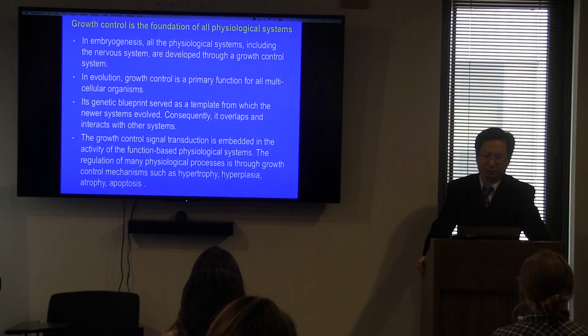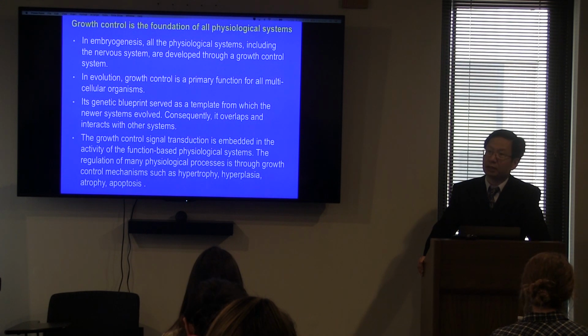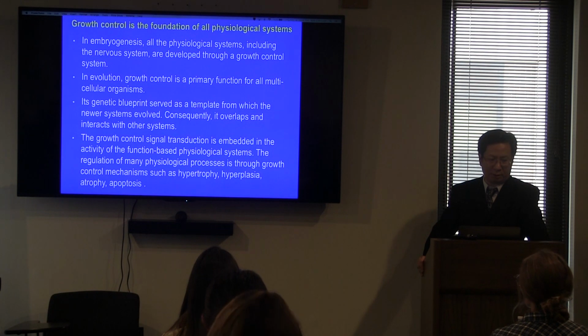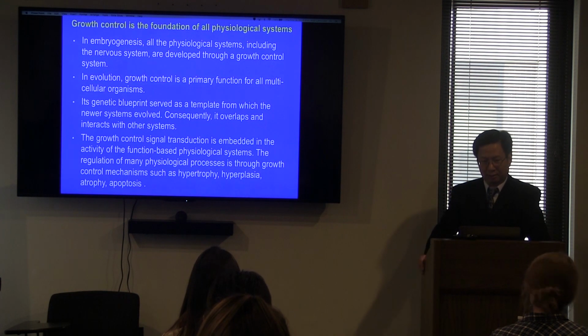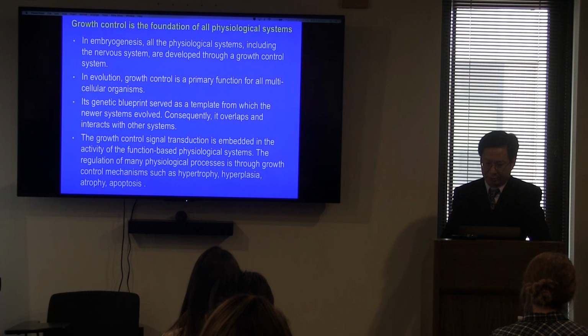But we know this must be the foundation of all the other physiological systems, regardless of whether it's the nervous system or circulatory system. They all start with one fertilized egg, and through this growth control mechanism, it develops into that complex organism. So the growth control system can be considered the foundation or the mother of all the other physiological systems.